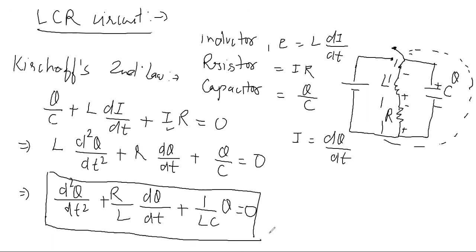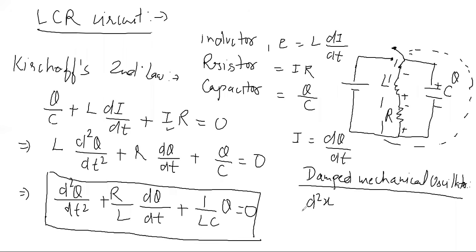So, if you remember your damped mechanical oscillator equation, that equation was d2x over dt2 plus b over m dx over dt plus k over m into x equals 0. In this equation we said that the genuine guess for x would be some kind of exponential function, and then we came to three different kinds of damped cases.